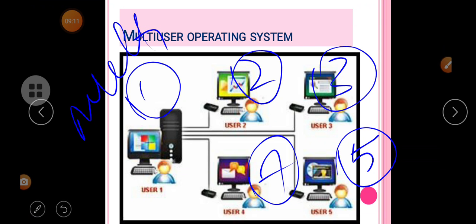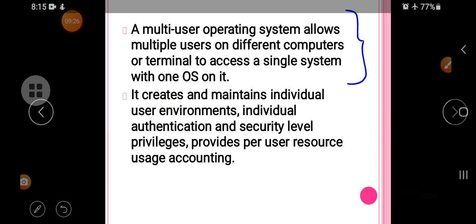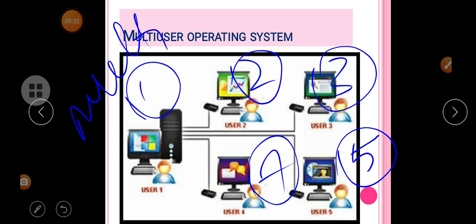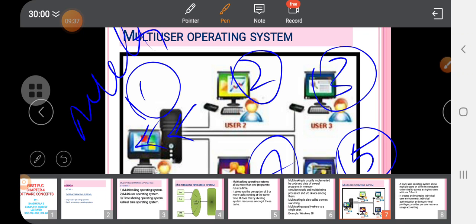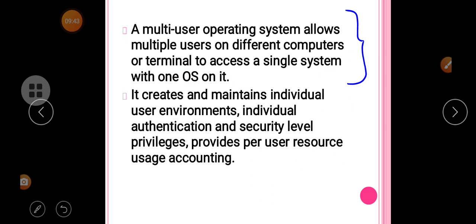Okay students, so let me move on to the theory part of it. Multi-user operating systems allow multiple users on different computers or terminals to access a single system with one OS on it. See here, you have only one OS and one system, is it right? It allows one user to sit along with the system and to work. And here it creates and maintains individual environments.